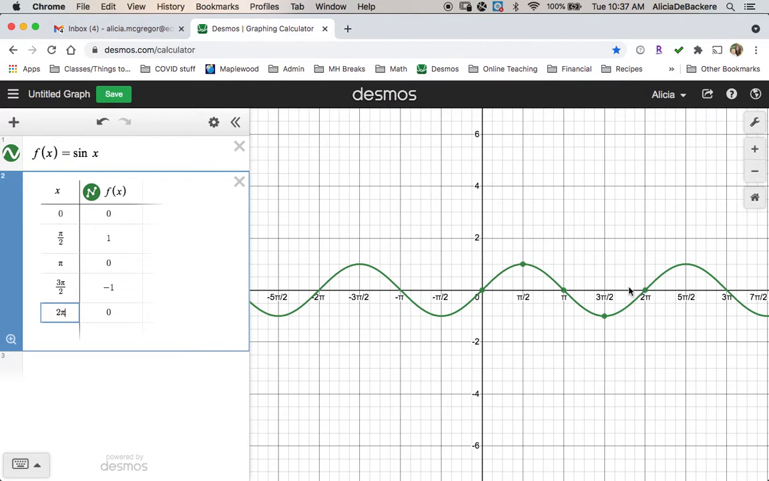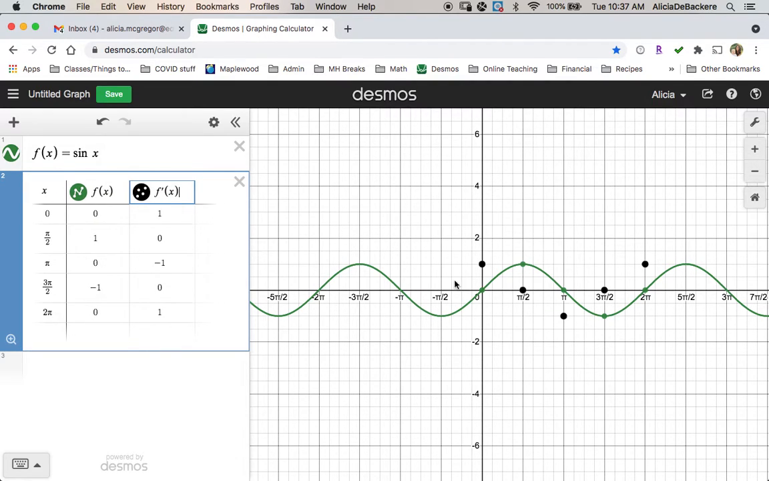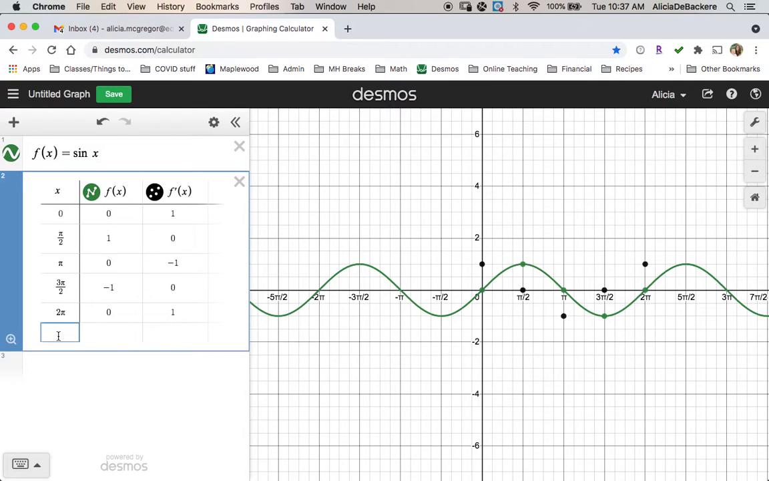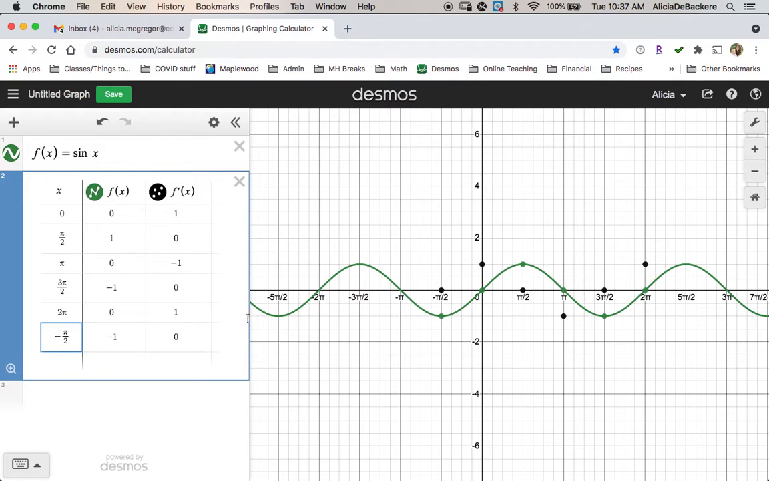And I want to now, in the column beside f of x, just like we did in our e to the x lesson, type in the derivative symbol here. And once I do that, I can see here that it's populated these points here. And hopefully you recognize this curve. If you weren't confident, maybe you wanted to know what happens at negative pi by 2, you can come over to your chart in the x and type that in as well, and just keep playing with it.